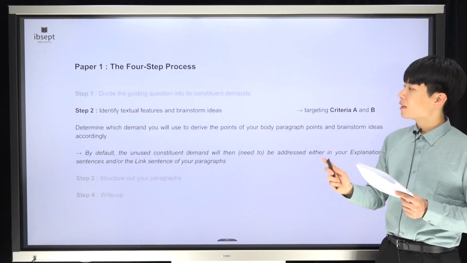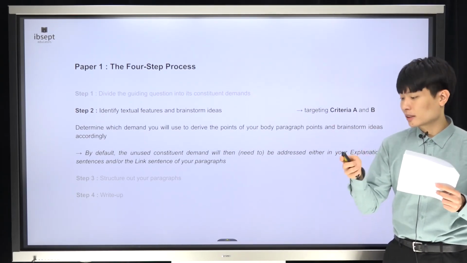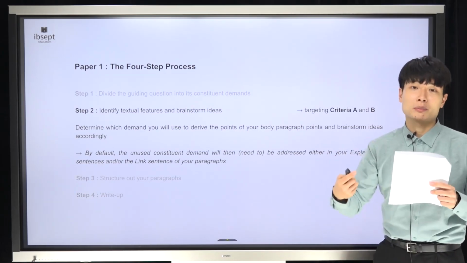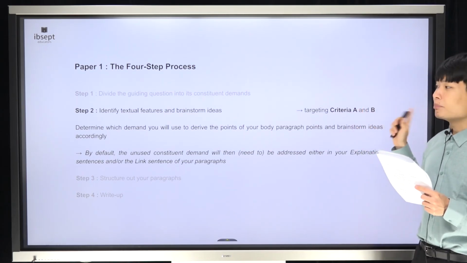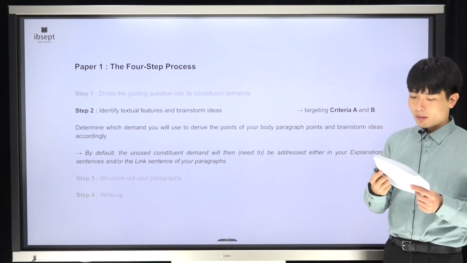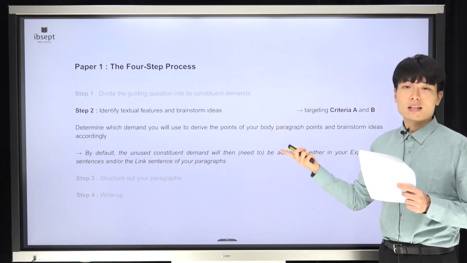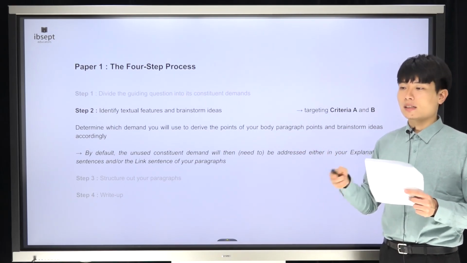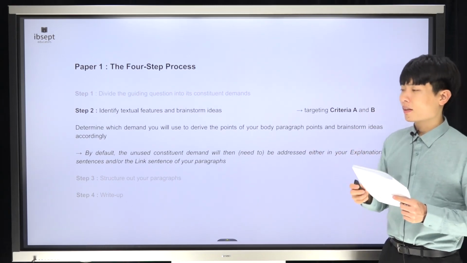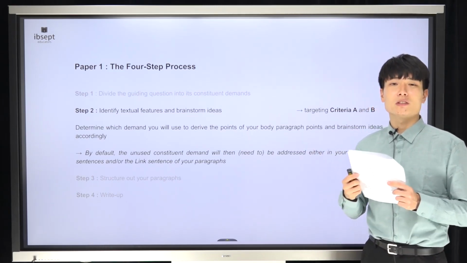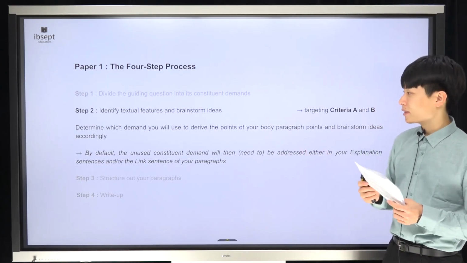So once you do that, step 2, I call it the brainstorming step. This is where you're identifying textual features and brainstorming ideas, coming up with your interpretations of the paper 1 text. And you'll be targeting criteria A and B at this step. You'll probably be more familiar with the word annotation. And yeah, this is where you're annotating the text in order to create your ideas about it. When you're done with this, you'll have a good idea of which of the two constituent demands you want to use as your body paragraph points.